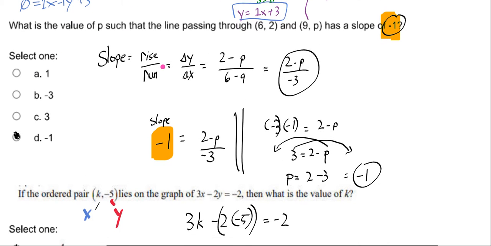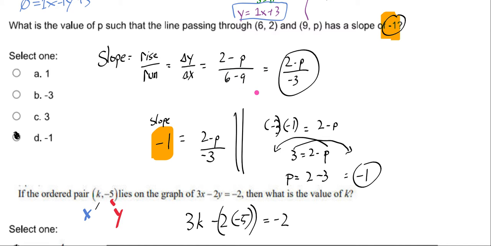Next question. What's the value of p such that a line passing through (6, 2) and (9, p) has a slope of -1? So we know slope is rise over run, change in y over change in x. The change in the y values is 2 minus p. The change in the x values is 6 minus 9. So 2 minus p over 6 minus 9 is 2 minus p over -3. 6 minus 9 is -3.